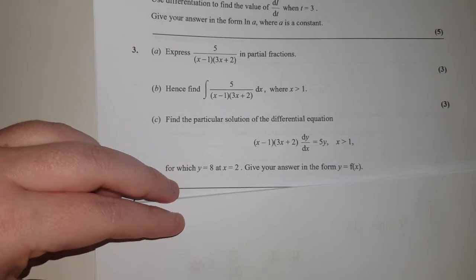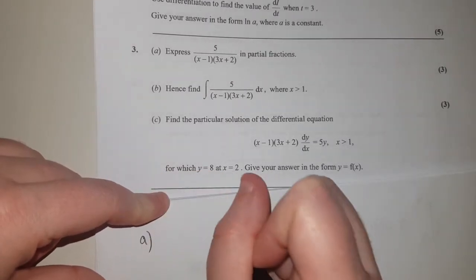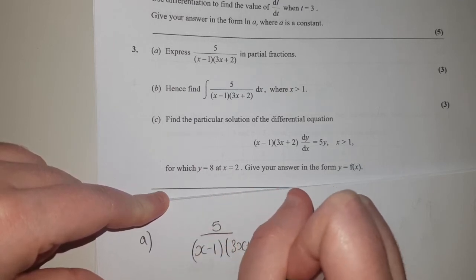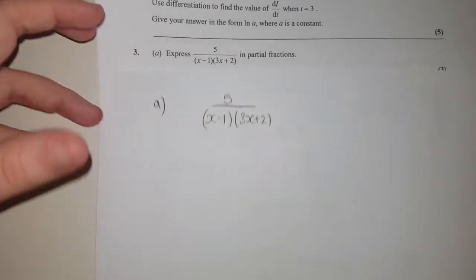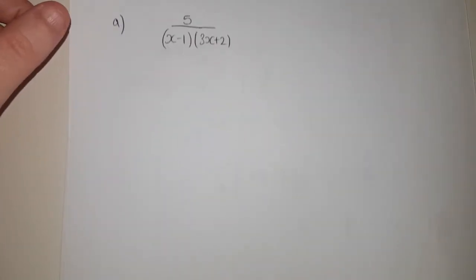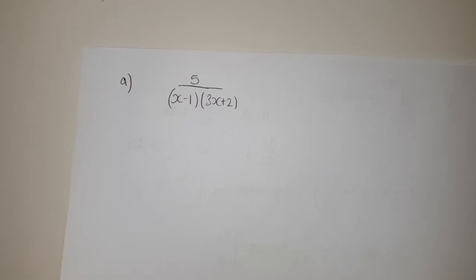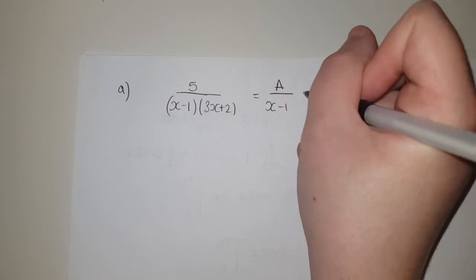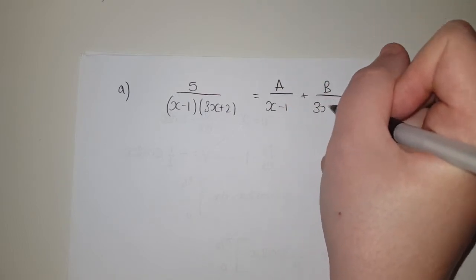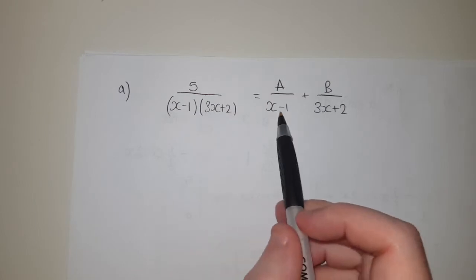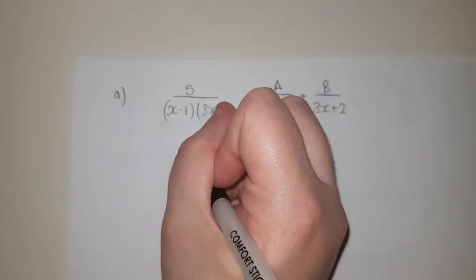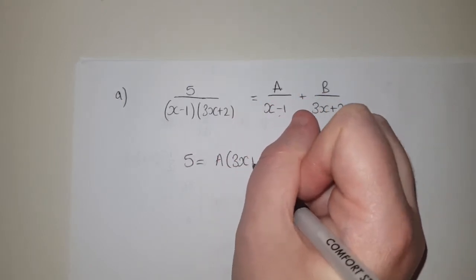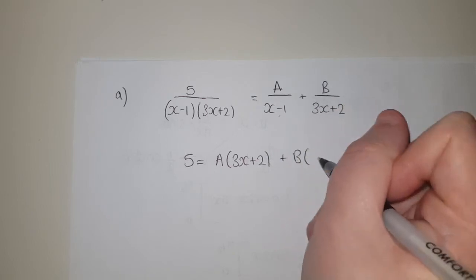So to start with, we've got part A, which is 5 over x minus 1 and 3x plus 2, that we are going to split into partial fractions. So first thing we're going to do is, I'm going to write this as a over x minus 1 plus b over 3x plus 2. That means to give all three of these fractions the same denominator, the a fraction needs the 3x plus 2 bracket, and the b term needs the x minus 1 bracket.